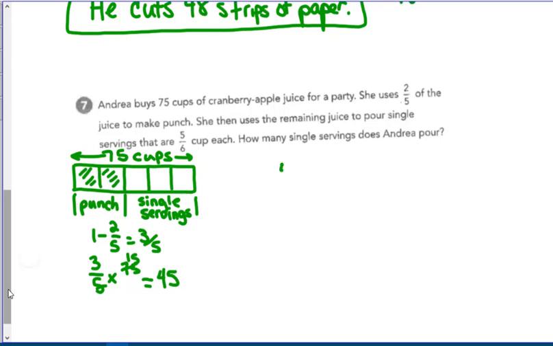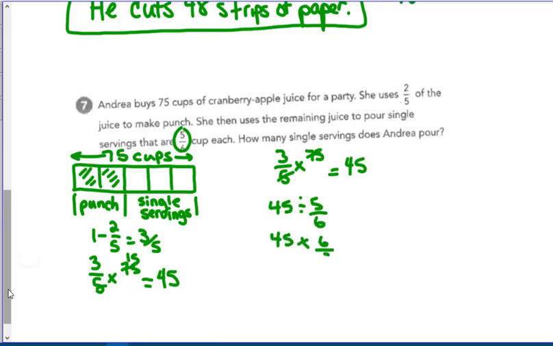Or I could take 45 and divide it by 5/6. Now we're dividing that 45 into 5/6 of a cup each. Well, that's 45 times 6/5, and we're going to cross cancel that, and we get 54. So Andrea pours 54 single servings.